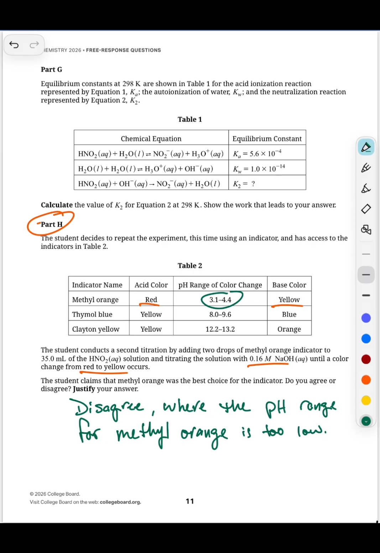They don't ask for an alternative, but I mean, based on the given data, I would have selected the thymol blue because that's where we actually see the change in pH. The changes in color closer to the equivalence point compared to the methyl orange.